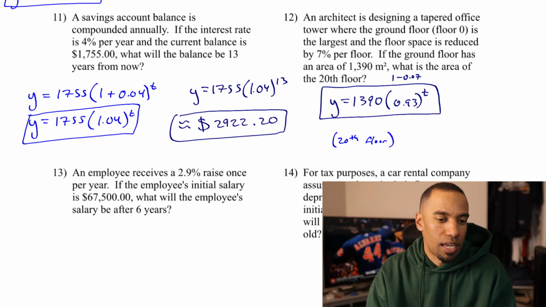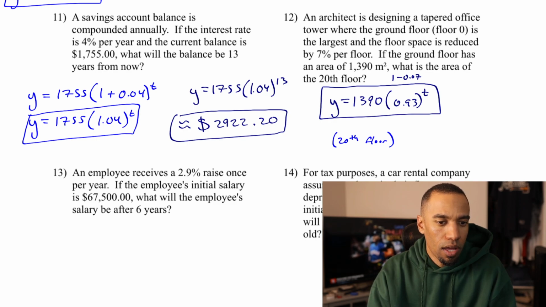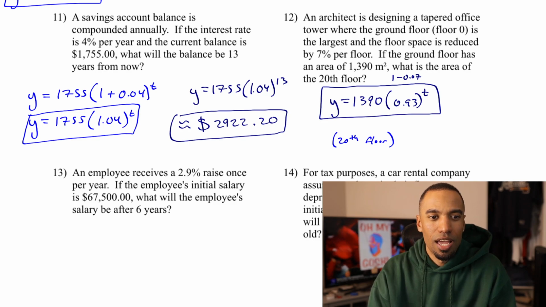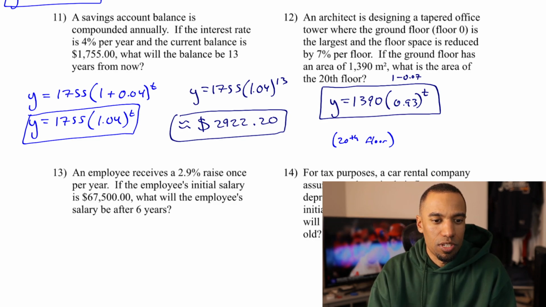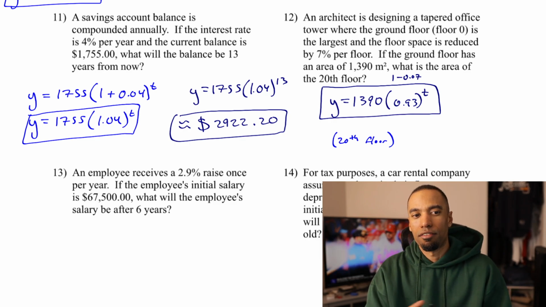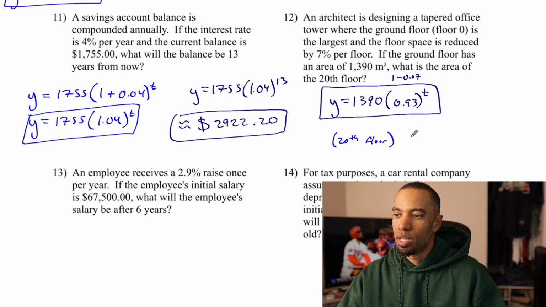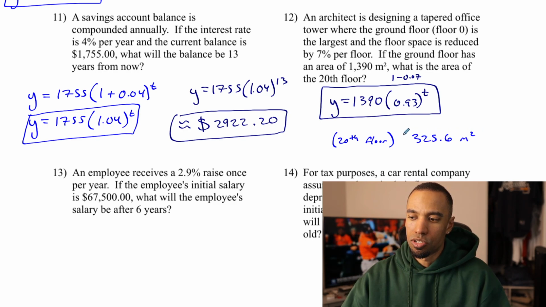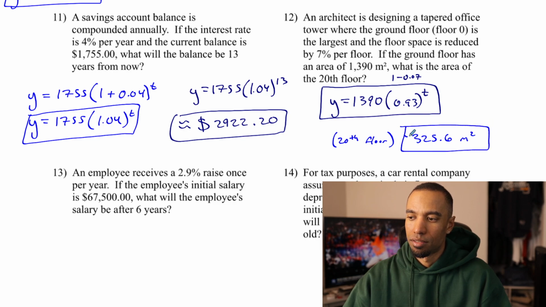So we're going to do 1,390. This is kind of where I get to do a little bit of speed up if I'm able to. And you're going to ask, how did I compute that? I substituted 20 for T. And I'm getting, whoops, I just substituted 2 for T. That would be the second floor. 20 for T, 325.6. About 325.6 square meters of floor space right there.